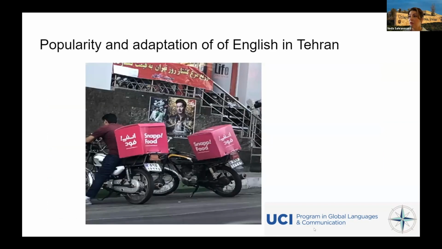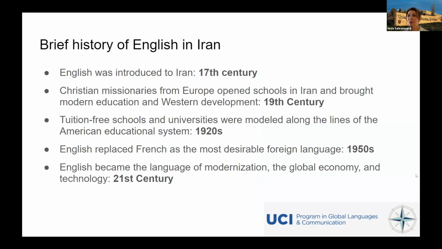Also, you can see that, let's say, for food delivery, the name of this system is Snap Food, and then it has been Persianized to Snap, and food is food. And I'm going to talk about the details a little later. So I'm going to go back and share some brief history of English in Iran.